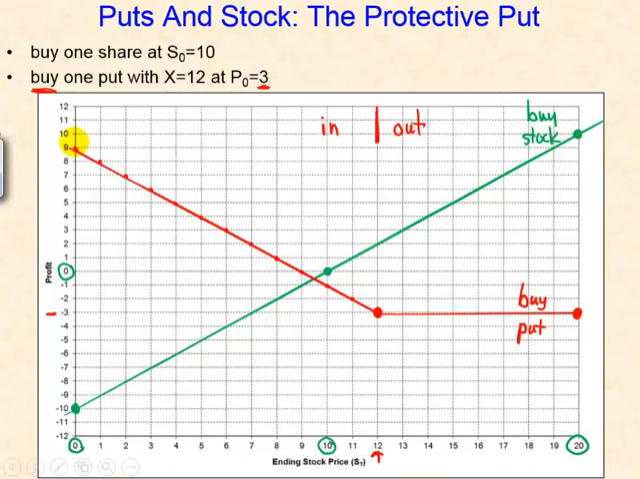Now we need to combine the profit from the two positions. If the stock price is 0, we lose $10 on the stock and we make $9 on the put. So -10 plus 9 gives us -1. Next, we need to come over here to the exercise price, where the put option line makes a bend. Let's see what our profits are. We have -3 on the put, and I have +2 on my stock. -3 plus 2 gives me -1. So we're going to plot right here.